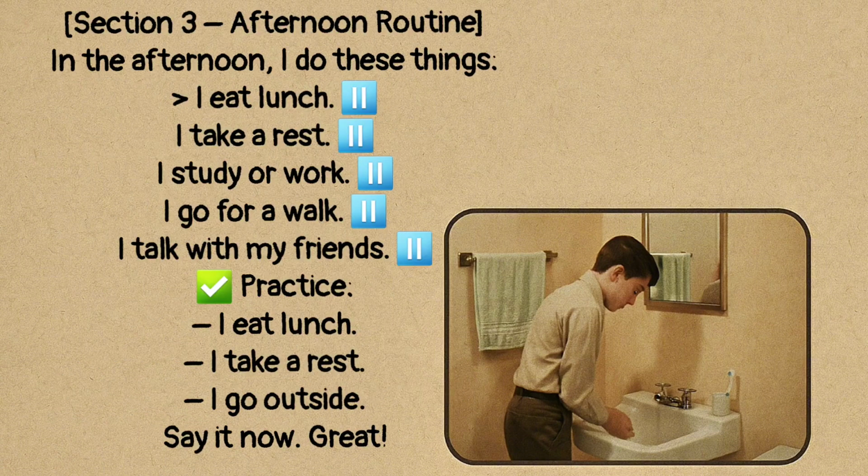Section 3. Afternoon routine. In the afternoon, I do these things. I eat lunch. I take a rest. I study or work. I go for a walk. I talk with my friends.